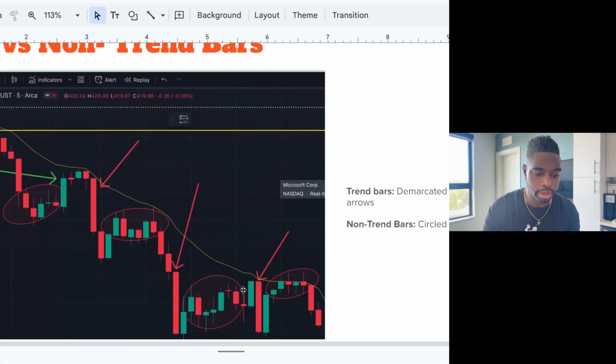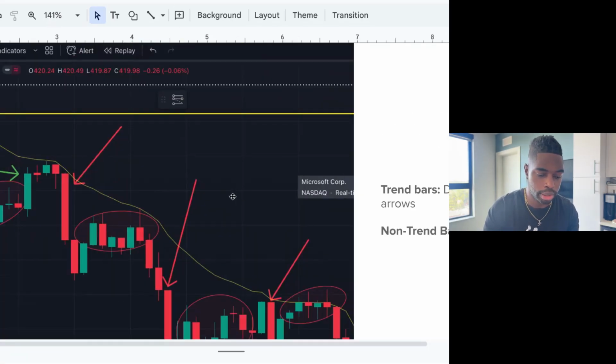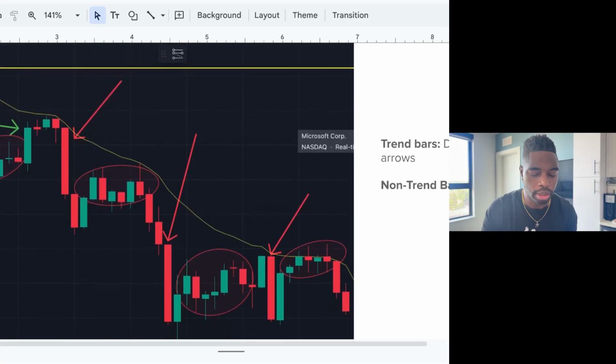What does that look like? So in this example here, you can kind of see what the trend bars are. Wherever I have my arrows, those are trend bars. Big red bars like that, big red bars. Non-trend bars are like these little tiny ones. Whenever you see them, you just see consolidation because price goes sideways.